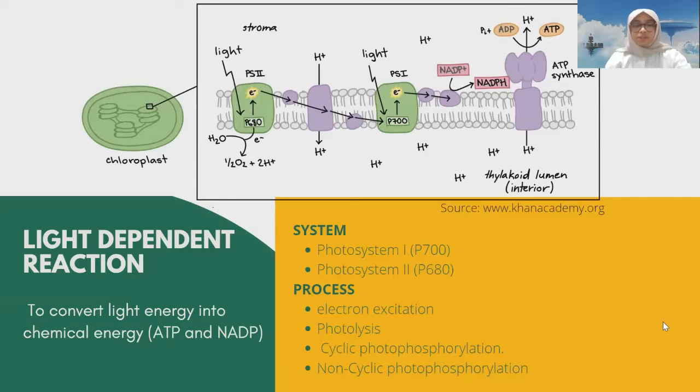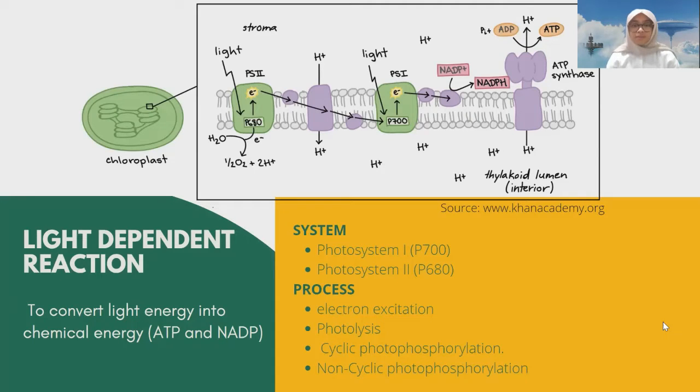The first, the light-dependent reaction, converts light energy into chemical energy such as ATP and NADPH. And here we have some systems involved: photosystem 1 and photosystem 2. The first one that you go through is photosystem 2, then the electron transport chain, and then photosystem 1, and then another electron transport chain. Photosystem 2 absorbs best at 680 nanometers, while photosystem 1 absorbs best at 700 nanometers.